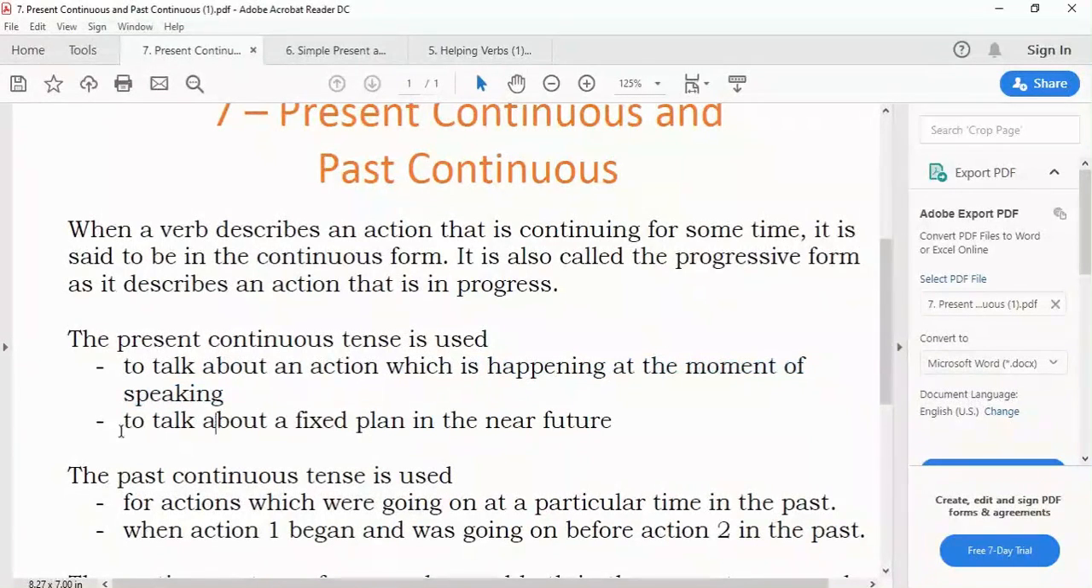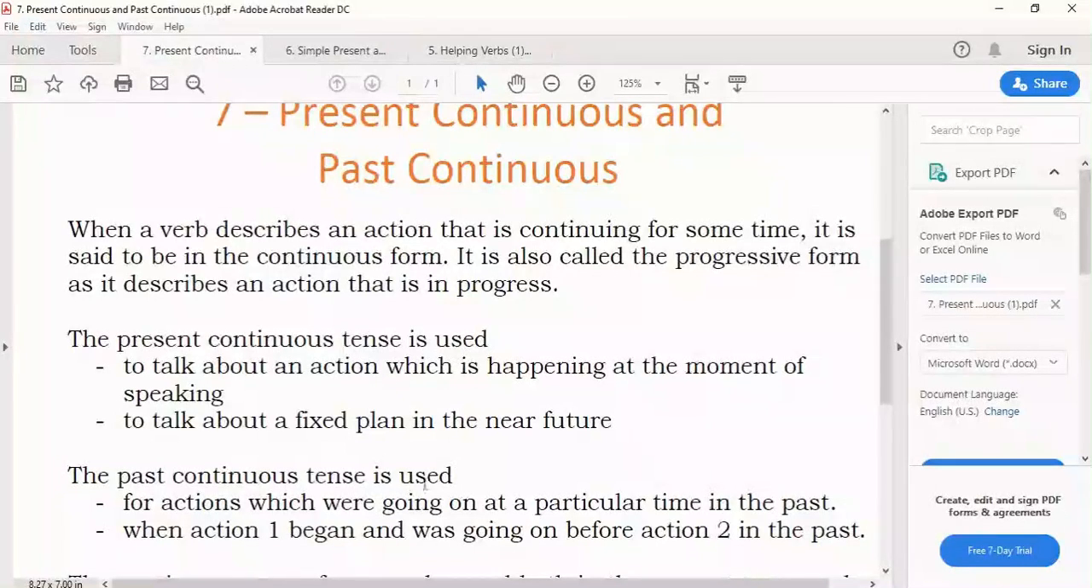It is also used to talk about a fixed plan in the near future. I already told you the meaning of near future. It does not mean next week, next month, or next year. It can be about tomorrow, it can be about today evening, today night, or whatever.